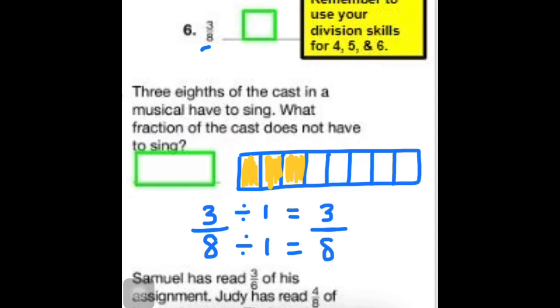3 divided by 1 is 3. 8 divided by 1 is 8. It's still the same. So 3/8 is already the simplest form of that fraction. There's no way of simplifying it down.